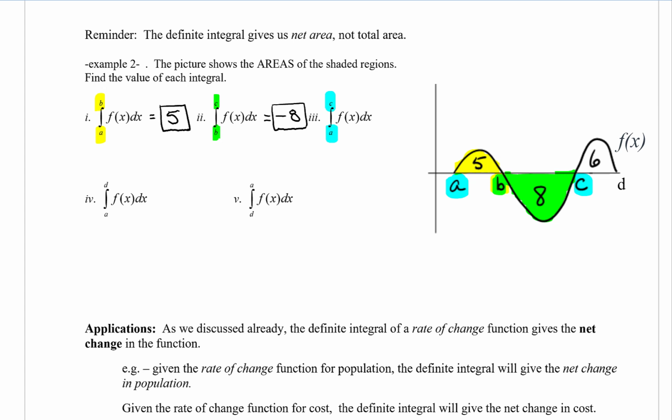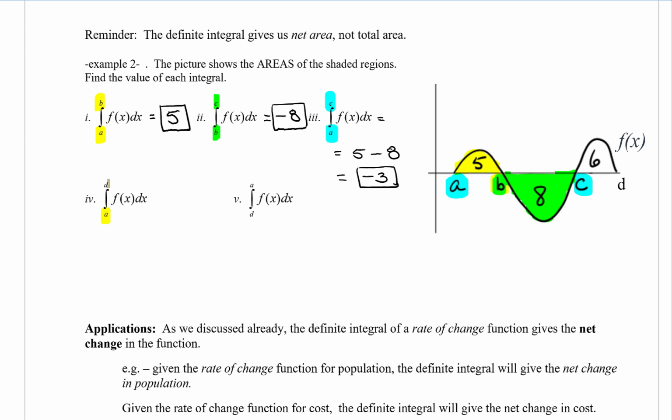So I highlighted those limits of integration in blue, and I highlighted the values of a and c also in blue on the graph. So if we combine these two shaded regions, the 5, which is a positive 5 because it's above the x-axis, and the 8, and that's a negative 8 because it's below the x-axis, 5 minus 8 is going to be giving me a negative 3. So my answer for this integral is going to be a negative 3 because remember that the definite integral gives us net area, not total area.